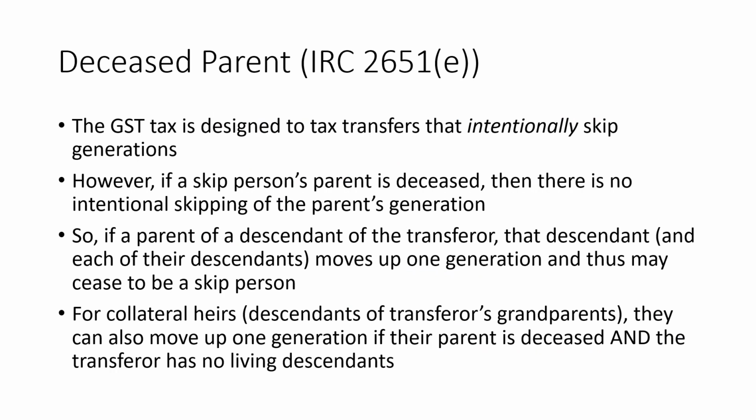So if you have a parent who is a descendant of the transferor, and that parent is deceased, then the descendant of that parent and each of their descendants moves up 1 generation, and thus they may cease to be a skip person because they cease to be assigned to a generation that's 2 or more generations younger than the transferor. Now that applies to direct descendants and is easy to tell, but for collateral heirs who are descendants of the transferor's grandparents but not the transferor themselves, they could also move up 1 generation under this rule, but only if their parent is deceased and the transferor has no living descendants.